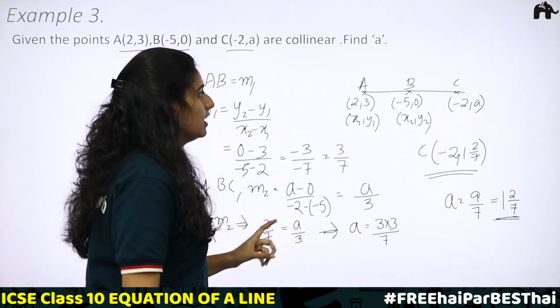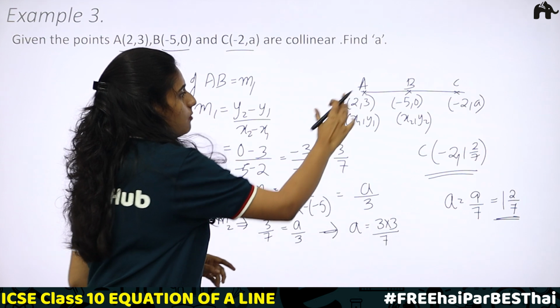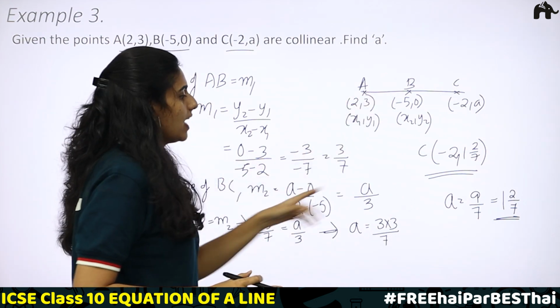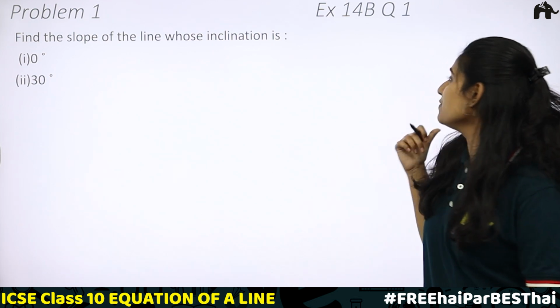Got it? So here we have 3 points. These are collinear. Therefore, the slopes should be equal. M1 is equal to M2, from which we have determined the value of A. Let us now solve more problems from exercise 14b.